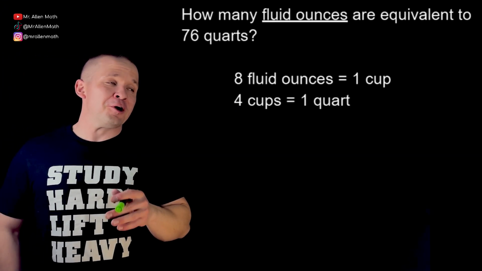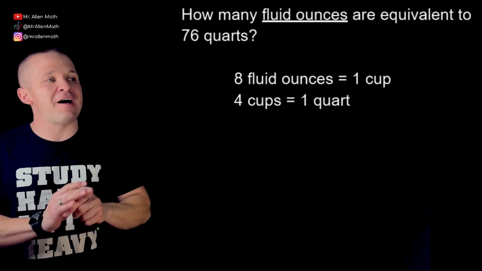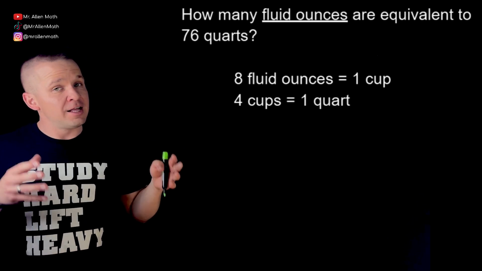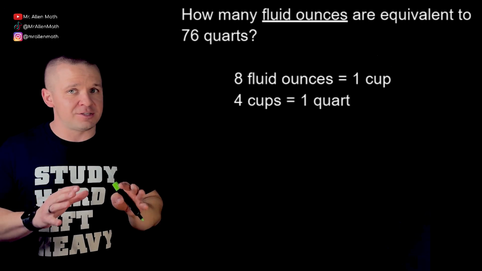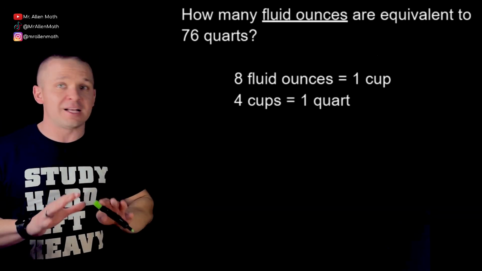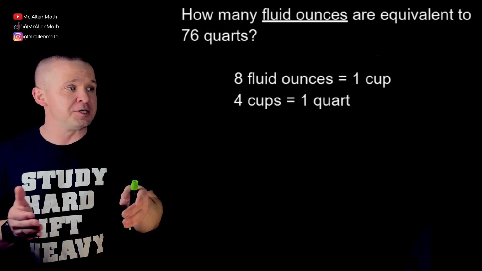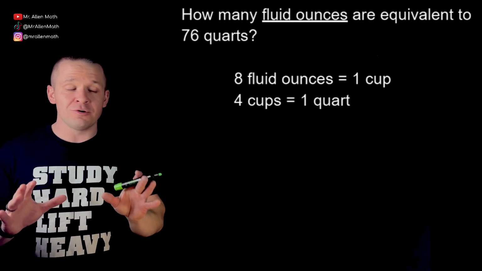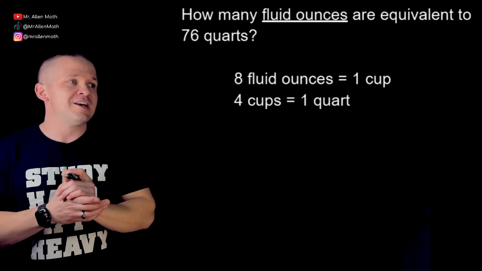Ooh, we got some conversions to finish this video off. So we have how many fluid ounces are equivalent to 76 quarts. Now, they do give us the conversions, which is great because, you know, here in America, we got all sorts of different crazy amounts of things. Nothing really makes sense. No base 10. We got 8 fluid ounces equals 1 cup. 4 cups equals 1 quart. But we can actually use, once again, proportions to set this thing up.